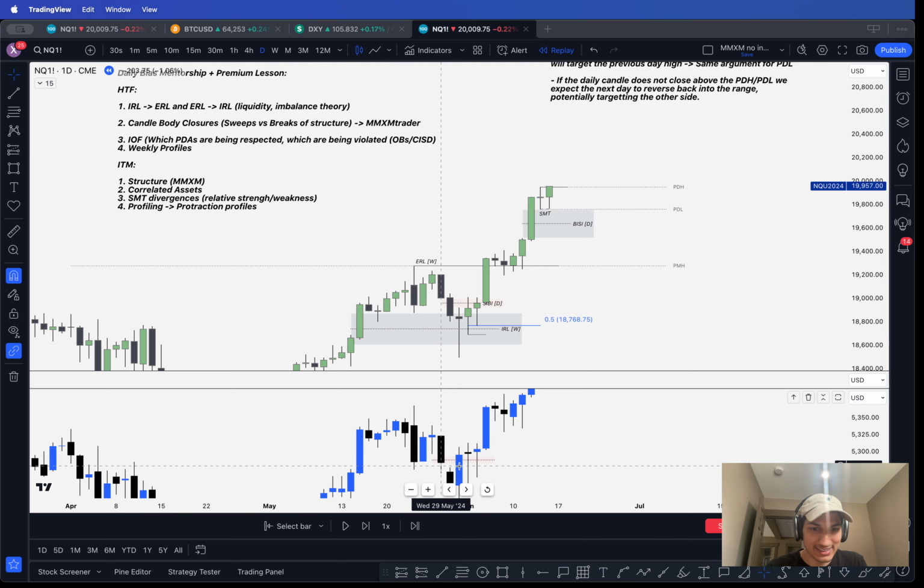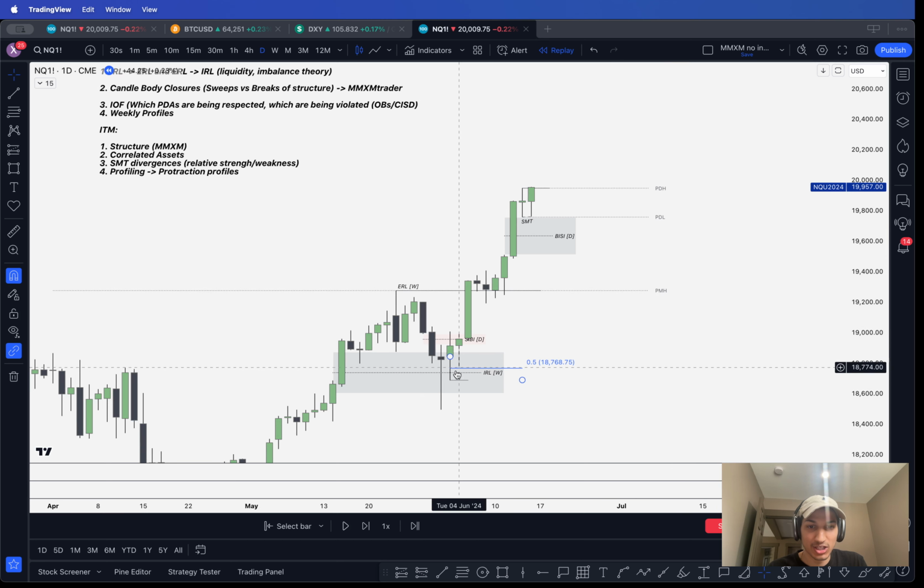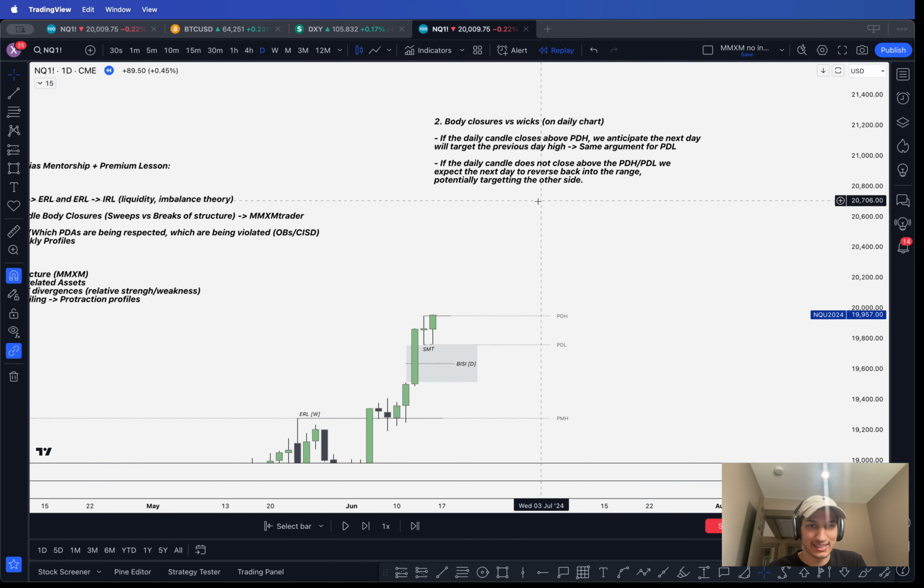Well, this daily SIBI is not being respected on the ES, right, and we're using SMT divergences. And in this case, we're seeing that PD array here has been completely invalidated on the ES. Then we have the higher time frame IRL to higher time frame ERL. And now we can say that it's likely that this candle, as opposed to maybe trading into the low, would trade inside the range, right? Remember, that's our second condition.